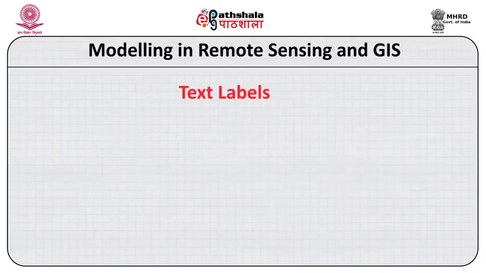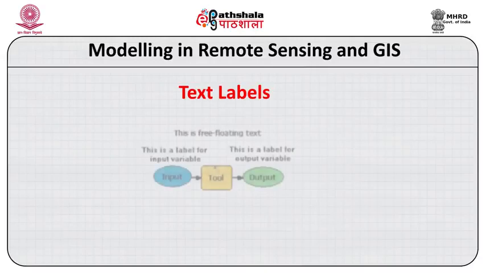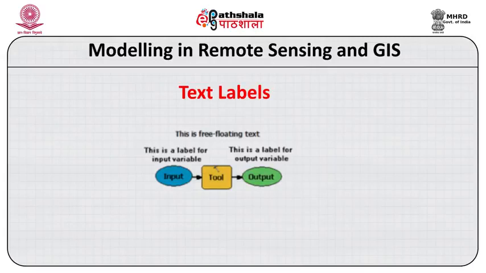Then come to the next thing, that is the text label. In addition to the variable, tools and connectors model elements, there are text label elements, which are graphical elements of explanatory text in a model. Labels can be attached to elements or float freely in the model diagram. In this way, a model can be developed in ArcMap.